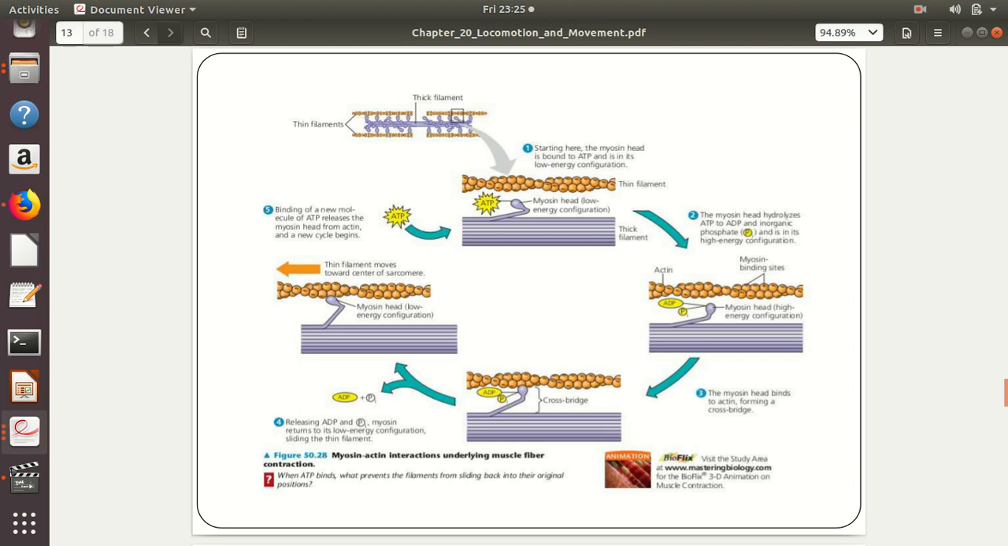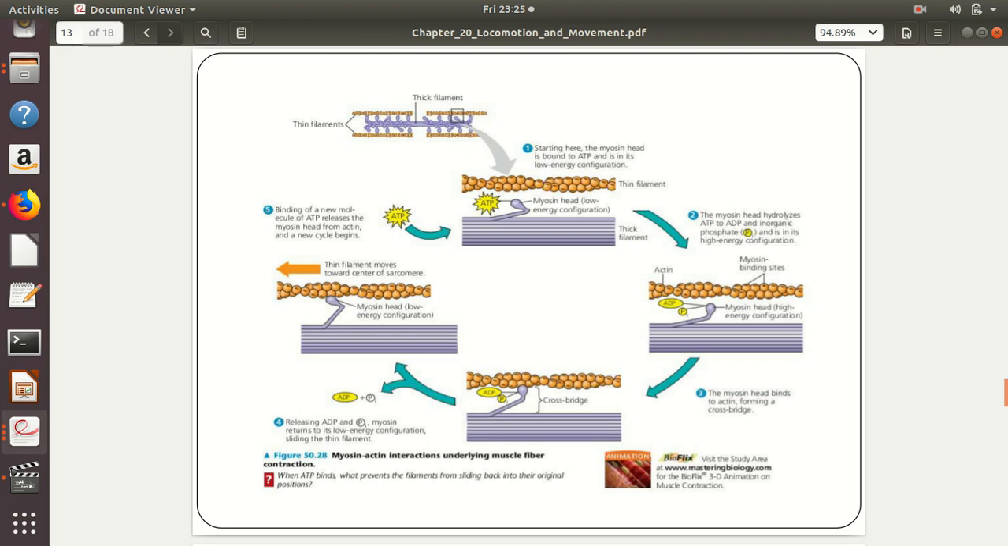The second step is that the myosin head hydrolyzes ATP to ADP and inorganic phosphate, and it is in a high energy configuration. The ADP and Pi are there, myosin binding sites are there, and the myosin head with high energy configuration is noticed. The third step, the myosin head binds to actin, forming a cross bridge that you can notice.